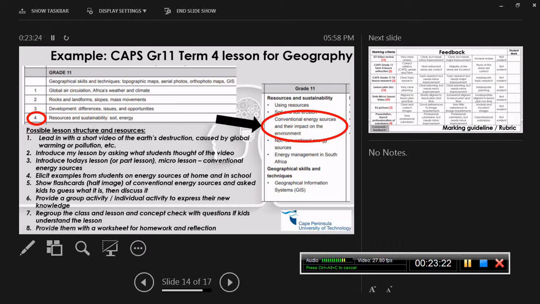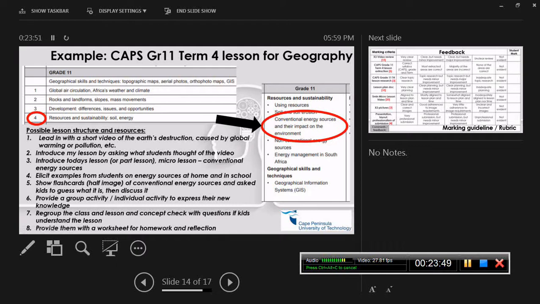So you see here it says conventional energy sources and their impact on the environment. For my mini lesson, I'm only going to focus on the first part, which is conventional energy sources. The impact, I will focus on in a different lesson. So you break it up. Please remember, you only have 5 minutes. You can't cram a lot into 5 minutes. So rather reduce the amount of work but make it relevant.